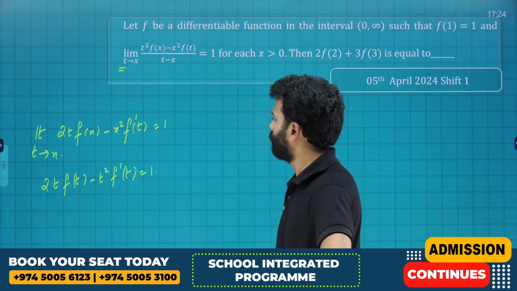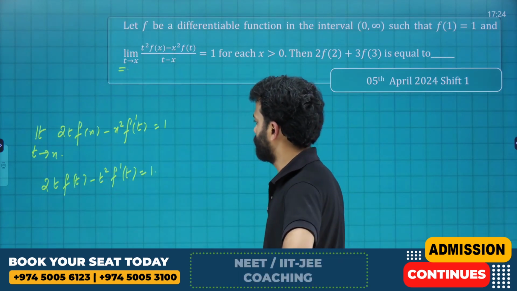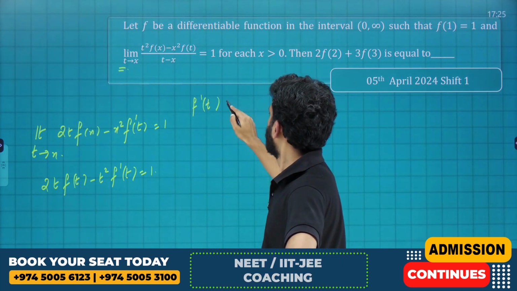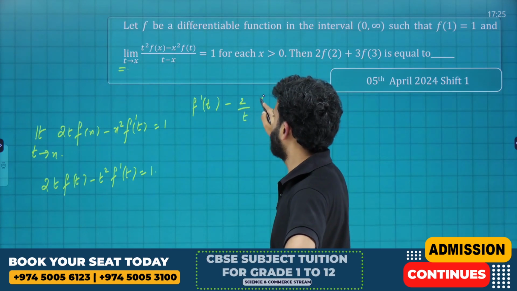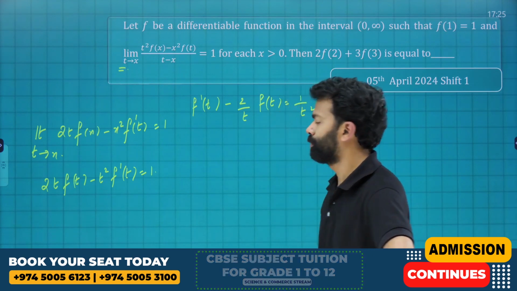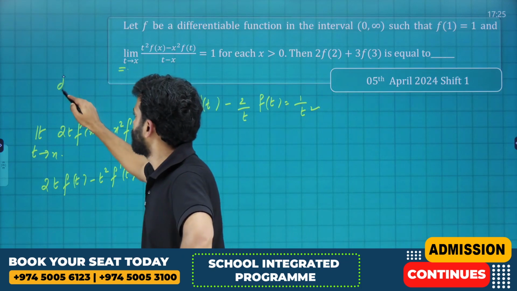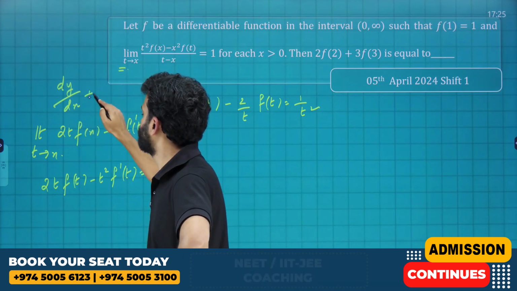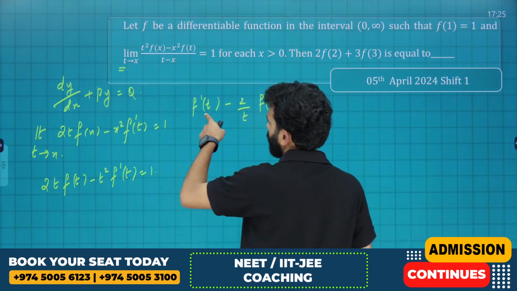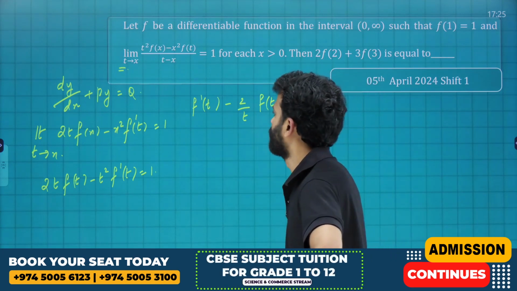So after rearranging, I'm making the sign positive, I'm dividing everywhere with minus t square. It will be f dash of t minus 2 by t into f of t is equal to what? 1 by t square. Okay, and see what is the differential equation? That is dy by dx plus py is equal to q. Okay, like that. Here a derivative, here the function is directly given. Okay, so what is the integrating factor here?